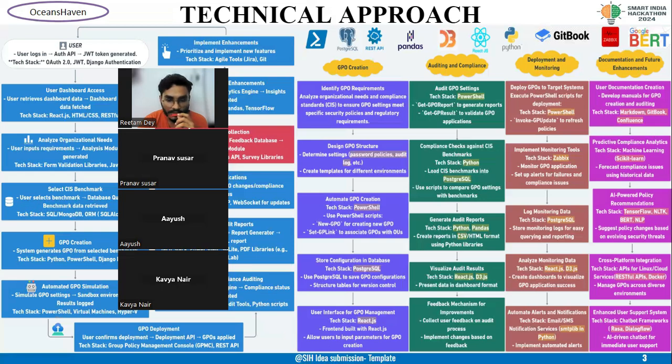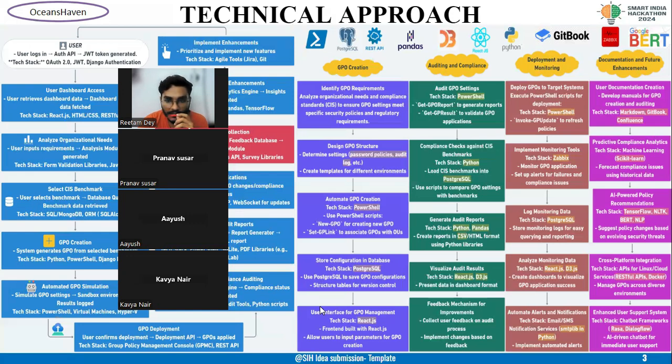Next, we store configuration in a database. We use the tech stack PostgreSQL. We use PostgreSQL to save GPO configurations and structure tables for version control. Then the user interface for GPO management. The tech stack we are using is React.js to build the frontend, which allows the user to input parameters for GPO creation.